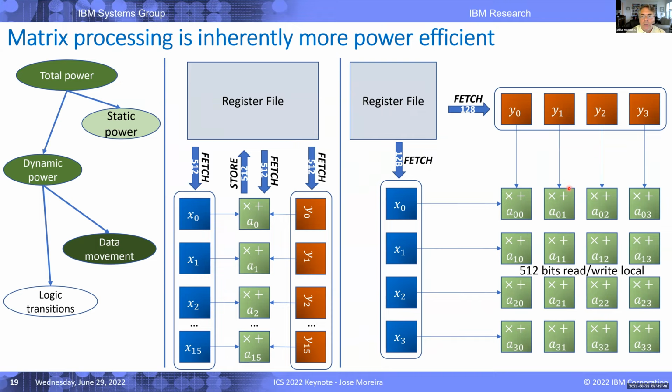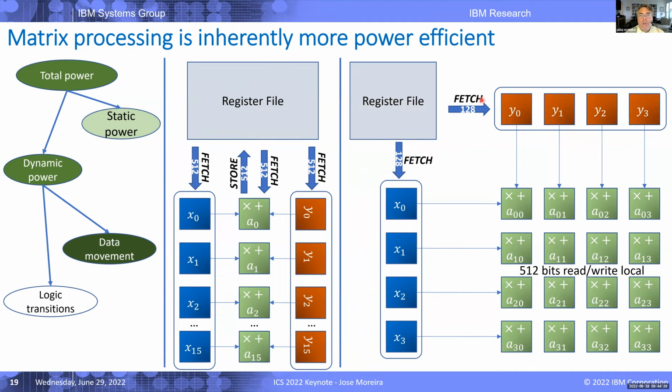So for example, consider an equivalent matrix unit and vector unit in the following way. I'm going to have a matrix unit that can produce 512 bits of result per cycle, and I'm going to have a vector unit that can also produce 512 bits of results per cycle. On a vector unit, I have to fetch 512 bits of X, 512 bits of Y, 512 bits of my accumulator, and I have to store the accumulator. So I end up moving 2048 bits over a relatively long distance because it has to go from the register file to the functional units and back.